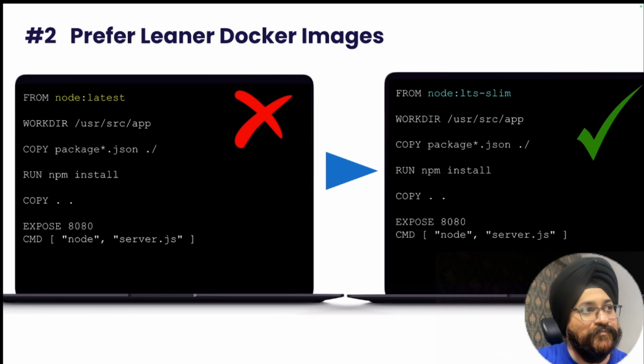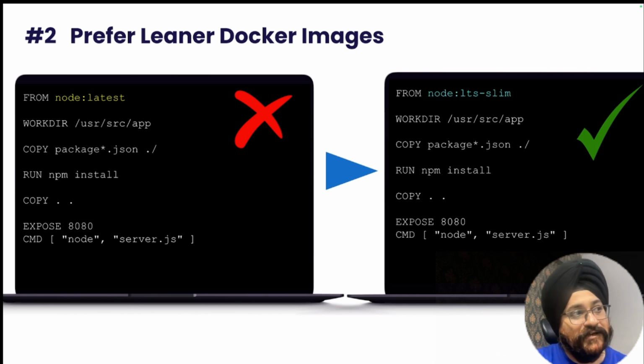The second one is to prefer leaner Docker images. The smaller the Docker image, the more optimized it is, and it is very easy to move from one machine to another. Now imagine that you have built a Docker image that is used by hundreds of nodes of a Kubernetes cluster, which means that these images are moving from one node to another. They are different replicas of the same image which are being replicated across a number of clusters.